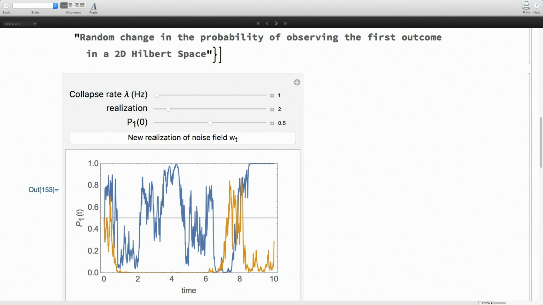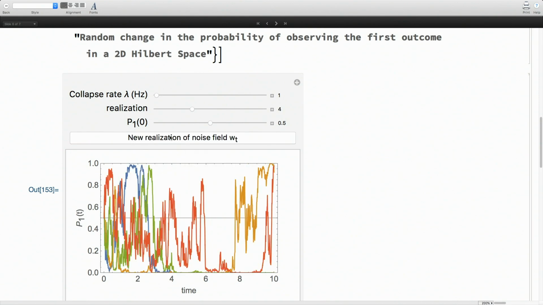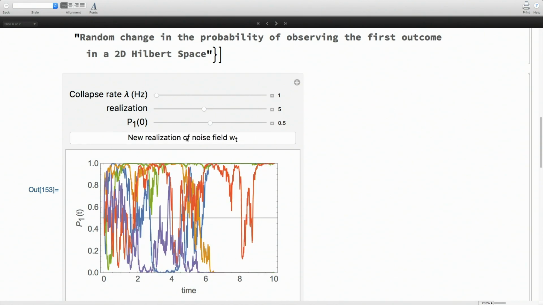So let's run it four times. For the four times, two of them, we ended up with one. Two of them, we ended up with zero. And if I keep increasing the number of realizations, at the end, I can get a histogram of the results, which is what I showed you here.